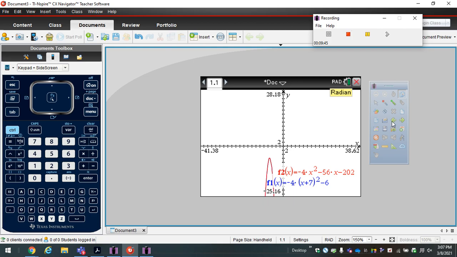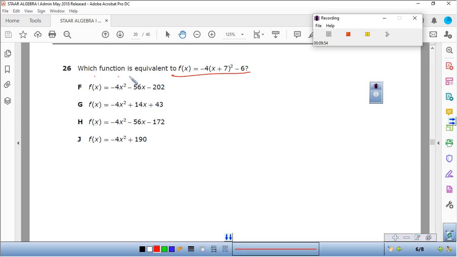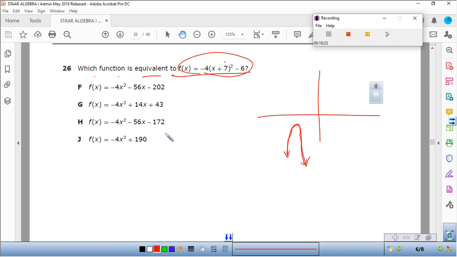Let's go read the question. Maybe y'all didn't read the question. Which function is equivalent? So that one there graphed like that, this one here graphed exactly on it. I wonder, are they equivalent? What do you think? Okay, the question is asking, is this one equivalent to which one of these?